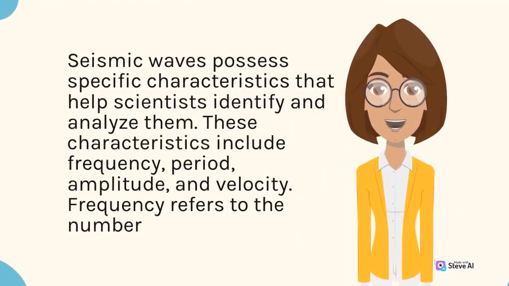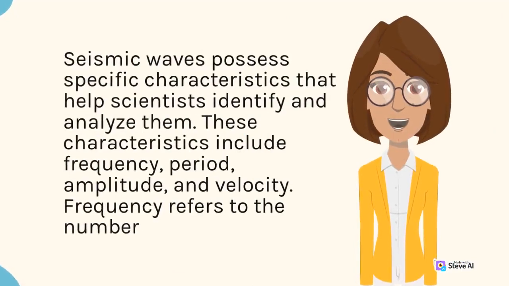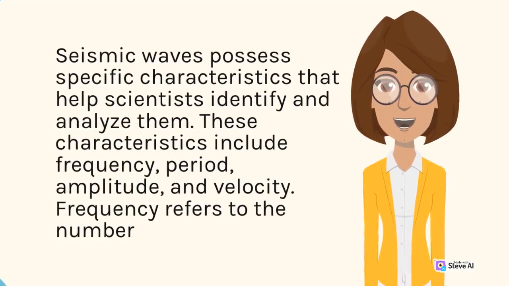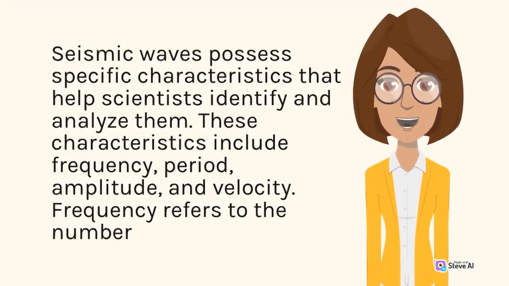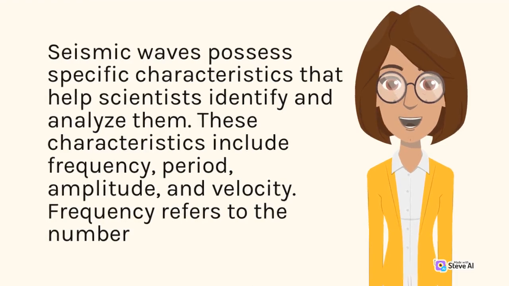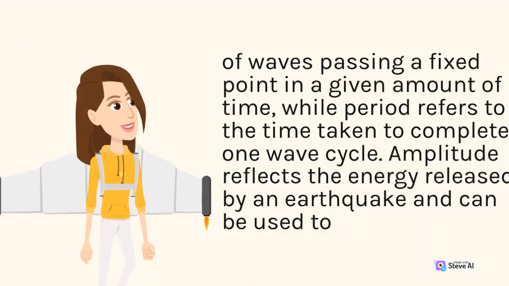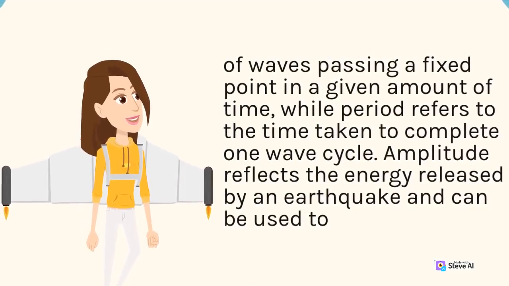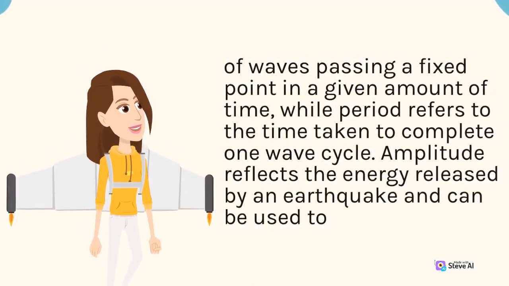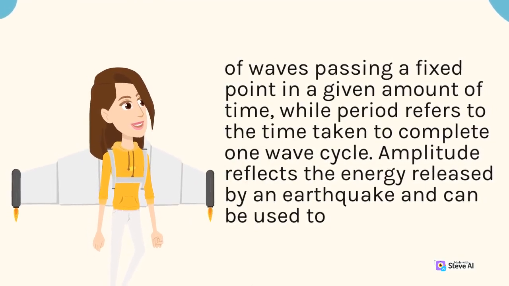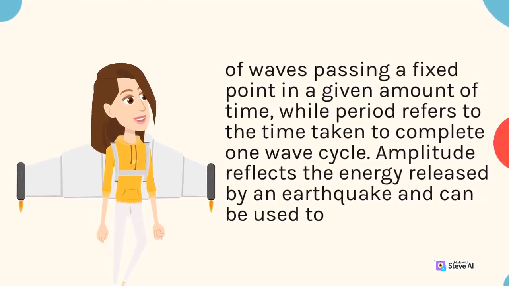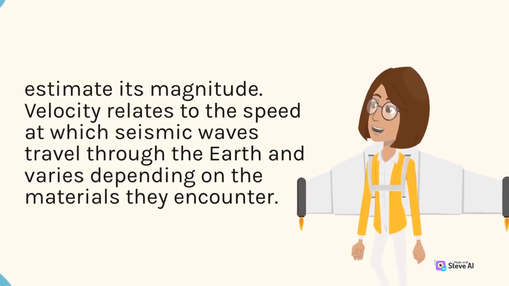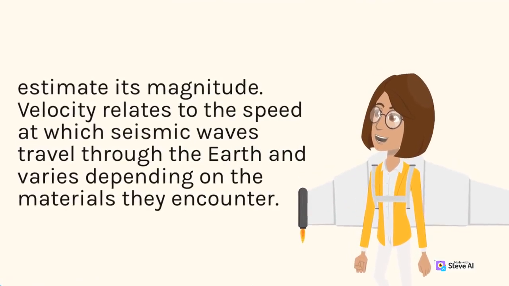Seismic waves possess specific characteristics that help scientists identify and analyze them. These characteristics include frequency, period, amplitude, and velocity. Frequency refers to the number of waves passing a fixed point in a given amount of time, while period refers to the time taken to complete one wave cycle. Amplitude reflects the energy released by an earthquake and can be used to estimate its magnitude. Velocity relates to the speed at which seismic waves travel through the Earth and varies depending on the materials they encounter.